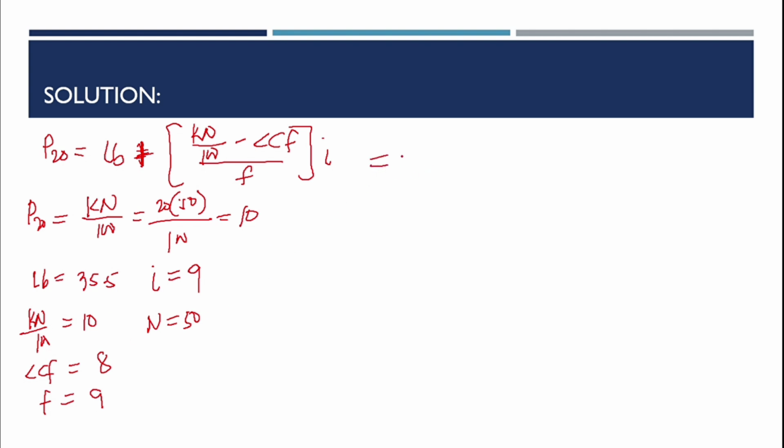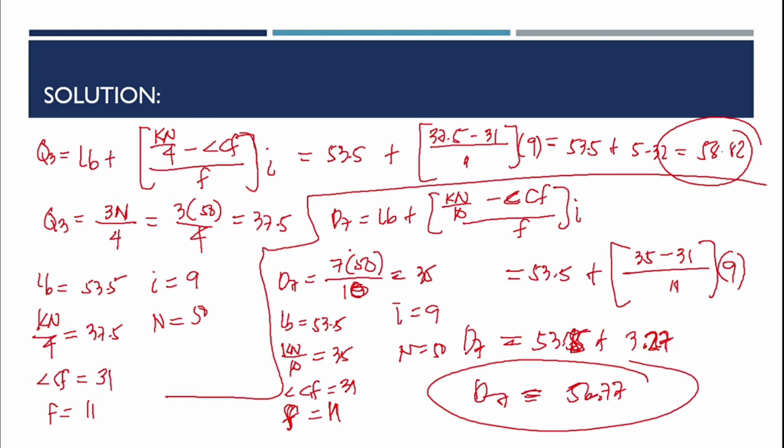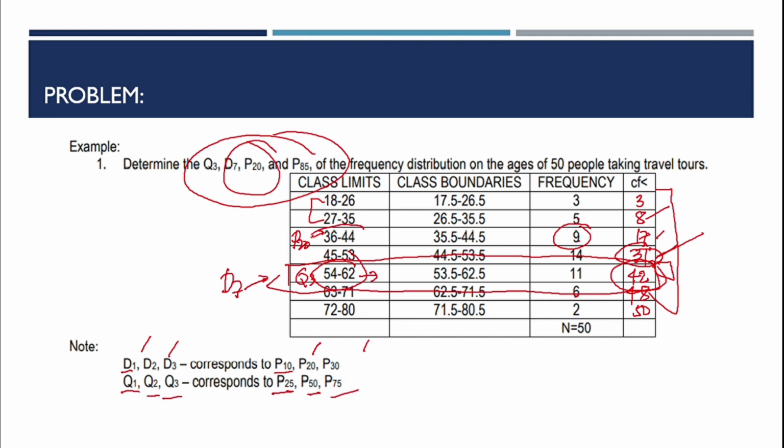Our LB is 35.5 plus our Kn 10 minus 8 over the frequency 9 times the interval, which is 9. So we could easily cancel this one. So we have 35.5 plus, 10 minus 8 is 2. So therefore, our P20 is equal to 37.5. So we're going to locate here, between this class, which is 37.5.